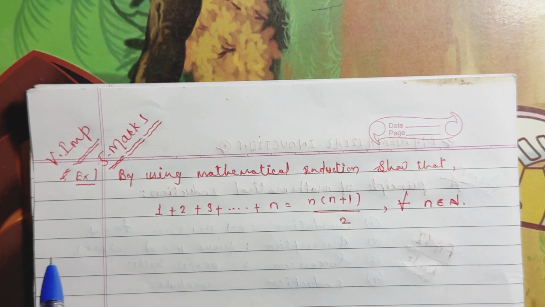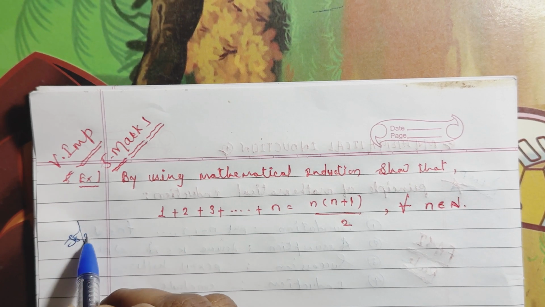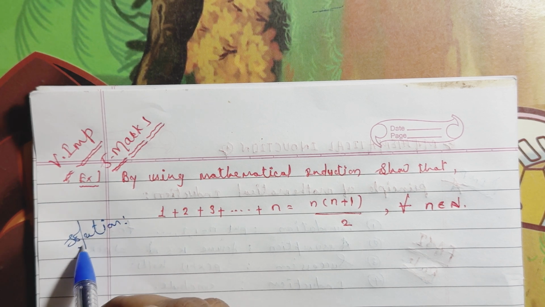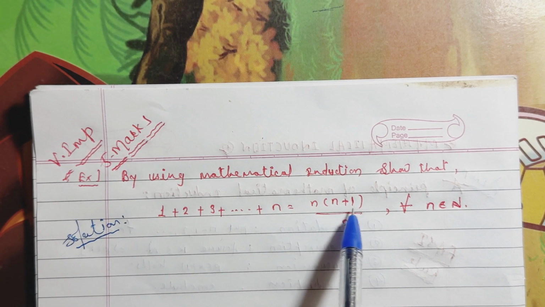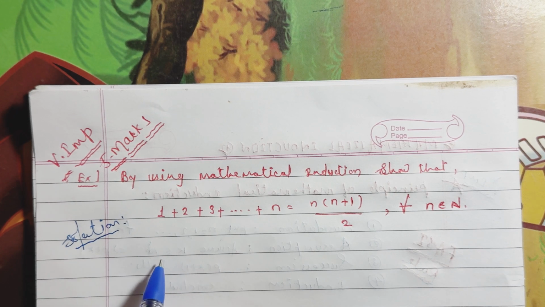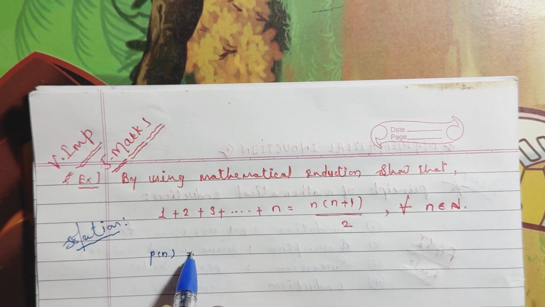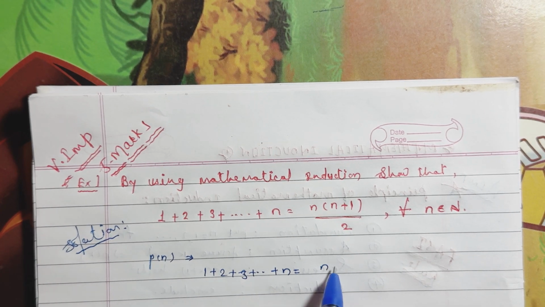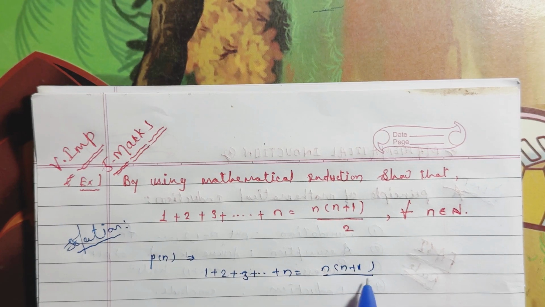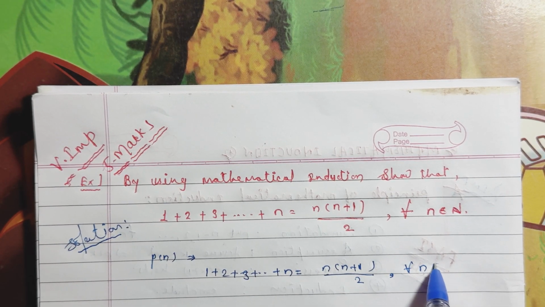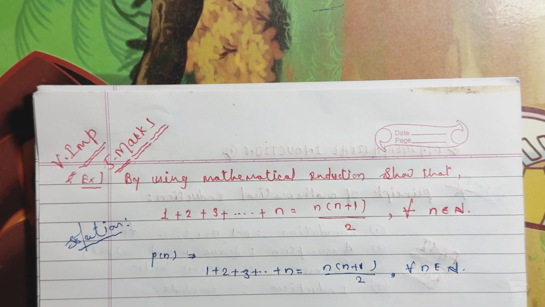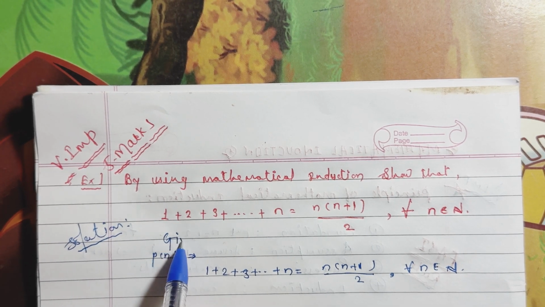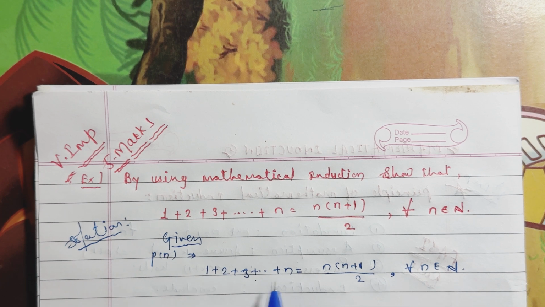Now let's continue with the detailed solution. The sum of the first n natural numbers is n into n plus 1 by 2, and by using mathematical induction we are going to prove it here. We have P of n as the statement: 1 plus 2 plus 3 plus up to n is equal to n into n plus 1 divided by 2, for all n belonging to natural numbers. This is given, and what we have to prove is that the left-hand side and right-hand side both hold using mathematical induction.